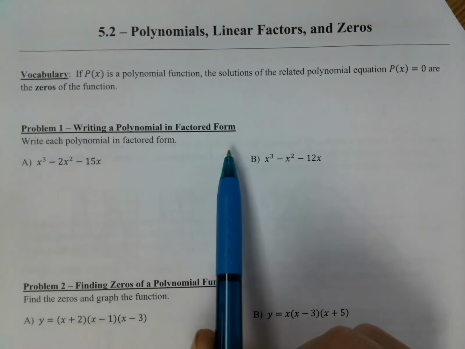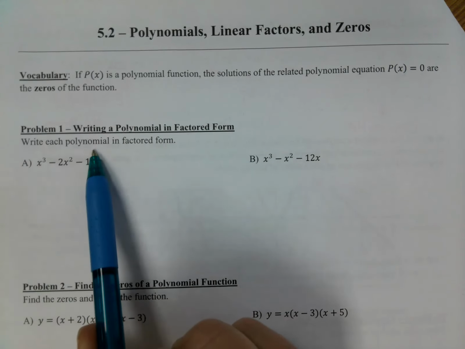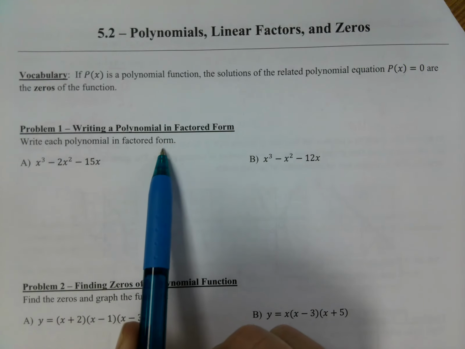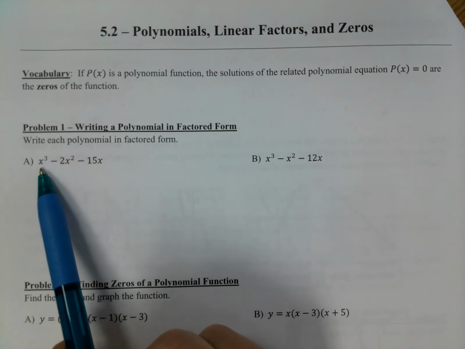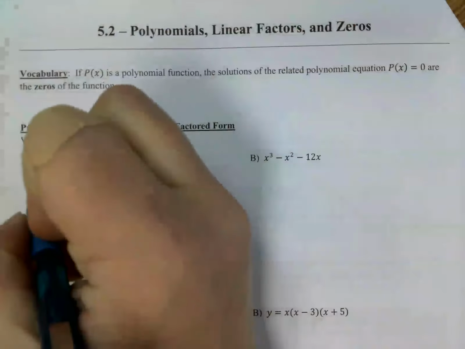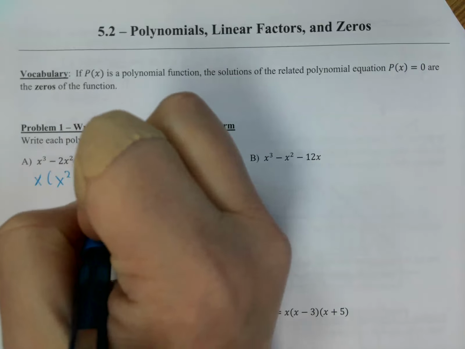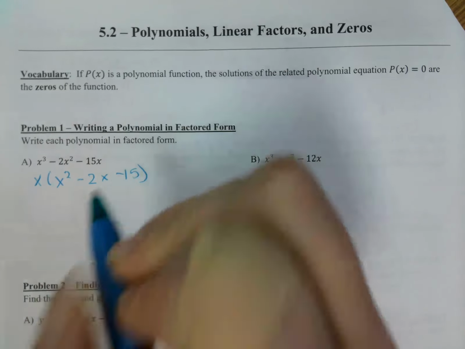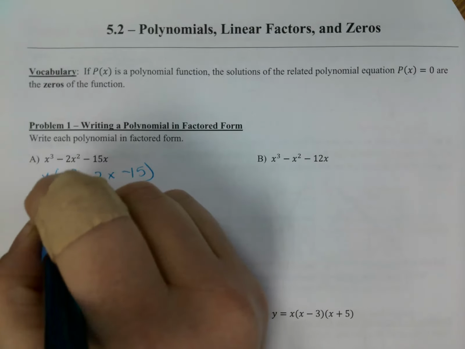So first, if we're going to write a polynomial in factored form, so this one just says write each polynomial in factored form. First thing when I'm looking at this is what do they have in common I can take out. So looking at this, they all have an x in common right here. So I can take out an x, leaving me with x squared minus 2x minus 15. Now I can continue factoring this. So this x still stays out front.